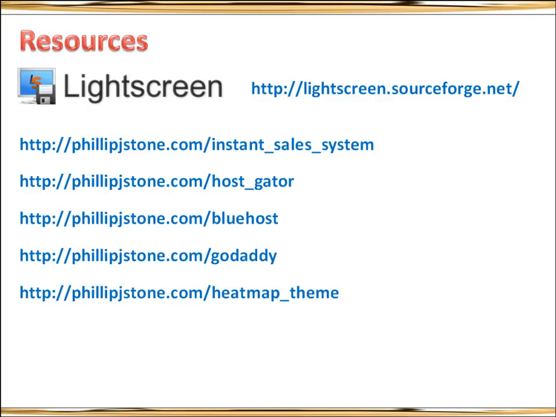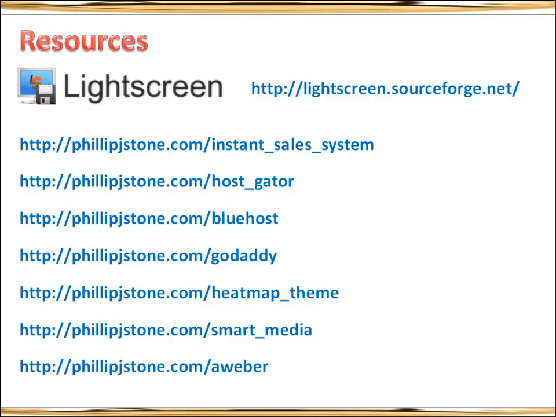Now, the easy part is it's all philipjstone.com/whatever it might be. But if you have Lightscreen, you can actually click on that and take a screenshot. Then you can print that out. You've got this whole list. So my suggestion, download Lightscreen, get it together, and then replay this, fast forward it to the end, do a screenshot of this thing, print that out, and now you've got a list of your resources you can use to build your systems.